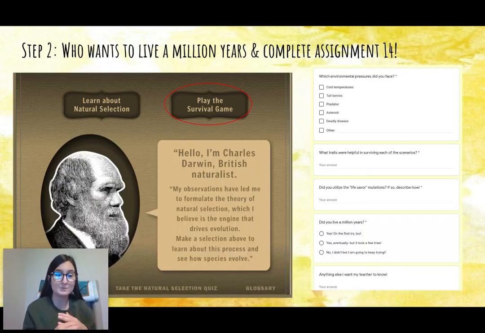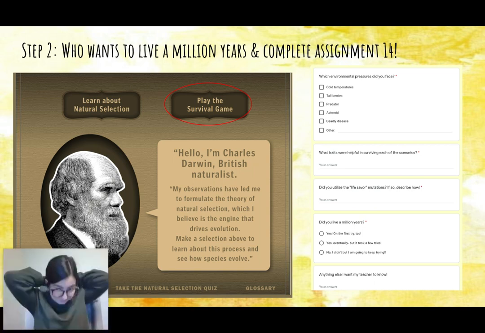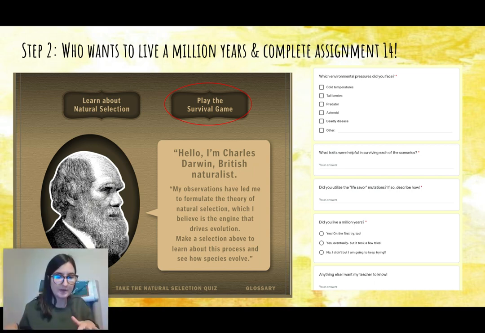Today we're going to put all of that to the test. You are going to play the survival game, Who Wants to Live a Million Years, and then you're going to complete assignment 14. In this game, you are choosing organisms, and they're going to go through various obstacles, like super cold temperature. I won't spoil it, but you're going to have to survive this game. Your goal is to play until you survive. I had to do it 5 times. It was not super easy, but it was really cool because you can add mutations in. You really have to think about what traits would be helpful in surviving.